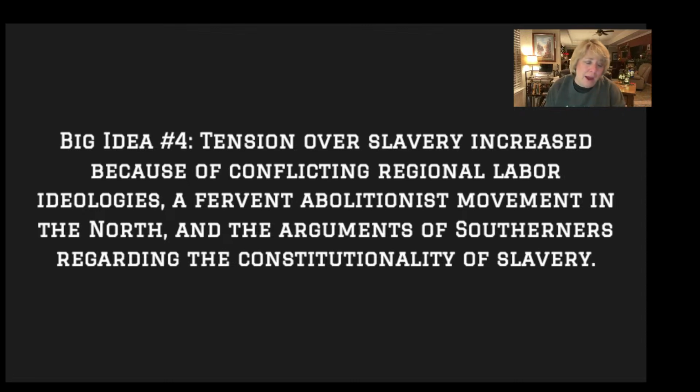So when we get to big idea number 4, not just after Uncle Tom's Cabin, but after the Mexican-American War, after the Compromise of 1850, we're going to start seeing more and more Americans start moving west. And what you're also seeing is more and more people want to take their slaves with them. And this is going to become an issue in the Kansas Territory.